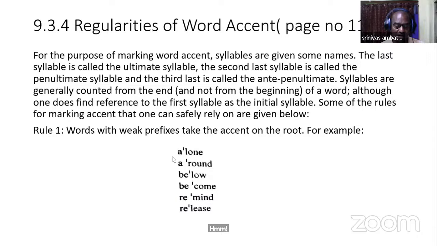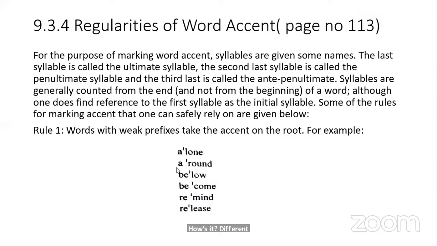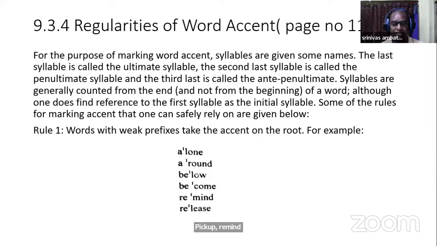Alone. You are not saying alone. What are you saying? Alone. This A sound in English has 8 different variations. Second word? Around. Next. Below. Become. Remind. Release. So what is the rule one? Words with weak prefixes take the accent on the root.